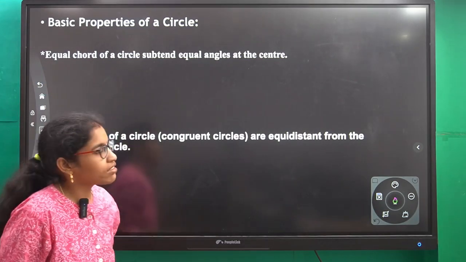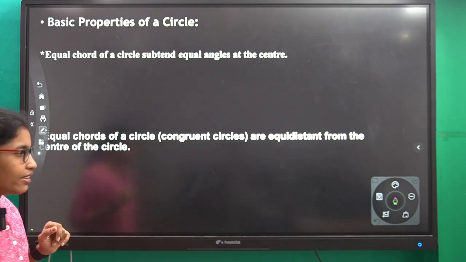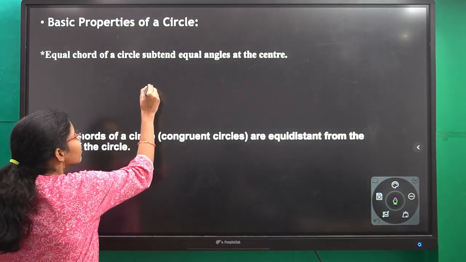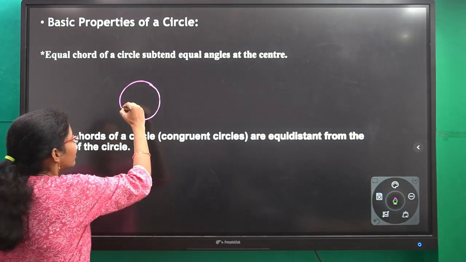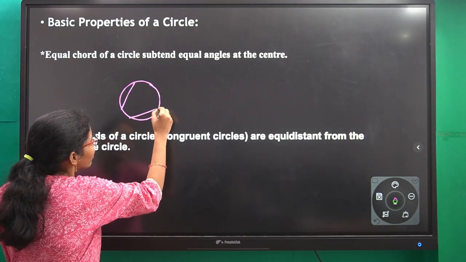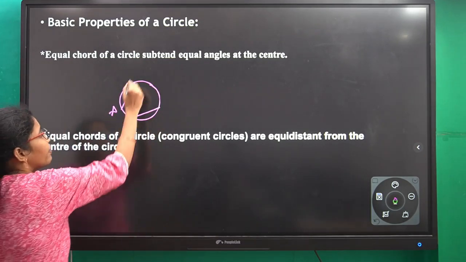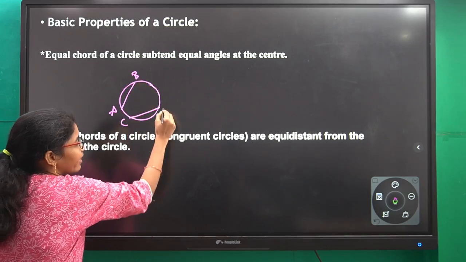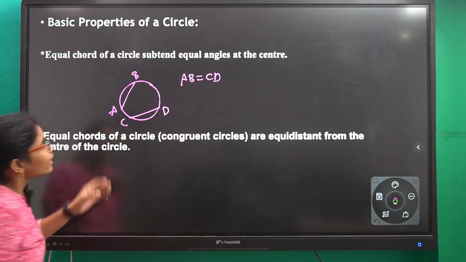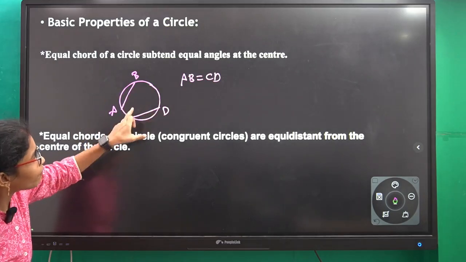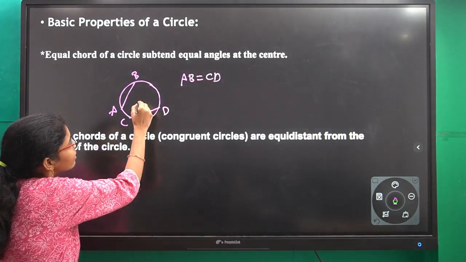Equal chords of a circle subtend equal angles at the center. What does it mean? Circle is there. I have taken any 2 equal chords. Here one chord, here another chord. AB is one chord and CD is another chord, and AB equals CD.